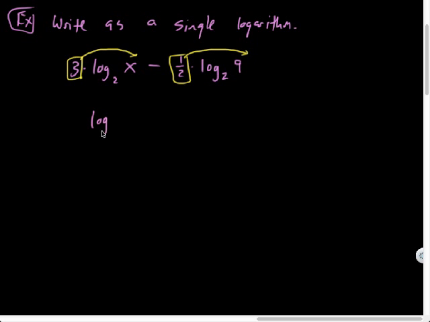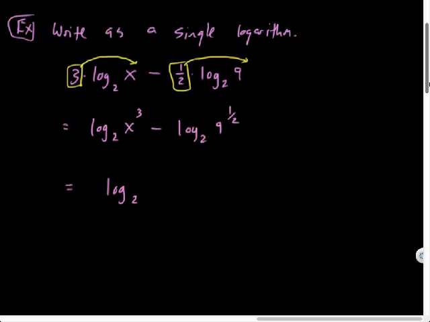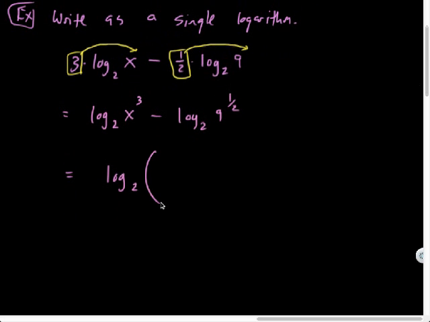And this skill of being able to write it as a single logarithm is going to be helpful in the next kind of problem we do. So let's see. That's going to be the same as log base 2 of x cubed, minus log base 2 of 9 to the half power, right? And now what's the difference of 2 logs the same as? I could write that as a single logarithm of what? Subtraction becomes the single log of division, right? So I could write this as this guy divided by this guy.